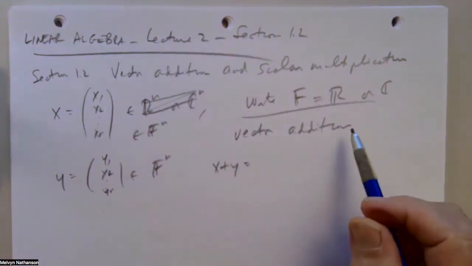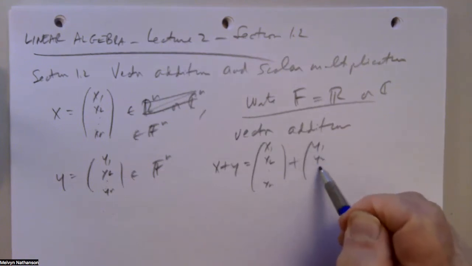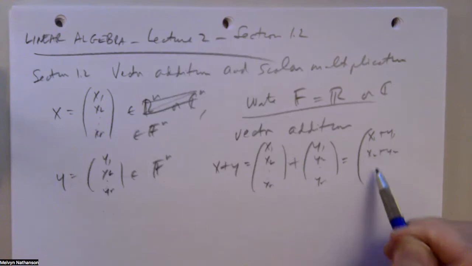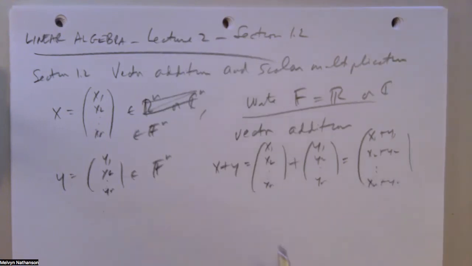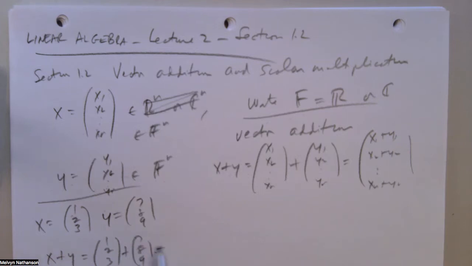So I want to add two vectors in n dimensions and get another n-dimensional vector. And then all you do is just add coordinate-wise. So this is x1 plus y1, x2 plus y2, down to xn plus yn. So for example, if x is the vector 1, 2, 3, and y is the vector 7, 8, 9, then x plus y is 1, 2, 3 plus 7, 8, 9. When you add, 1 plus 7 is 8, 2 plus 8 is 10, 3 plus 9 is 12. Everything is true equally for complex. This is how you add vectors.